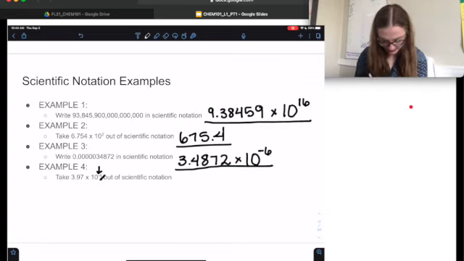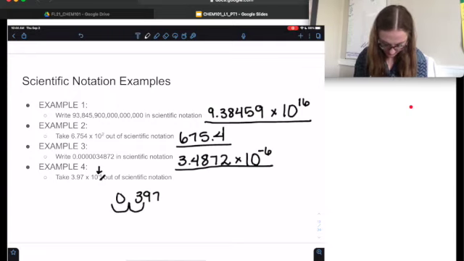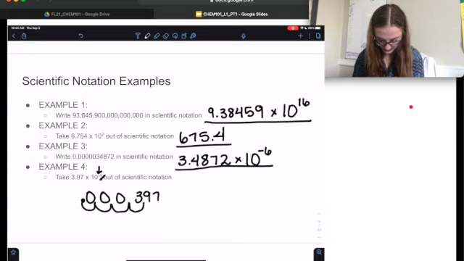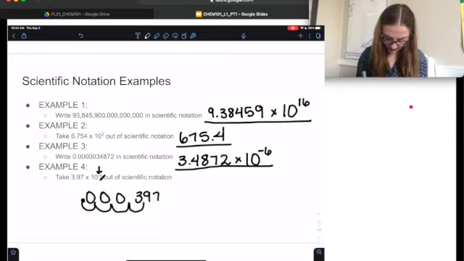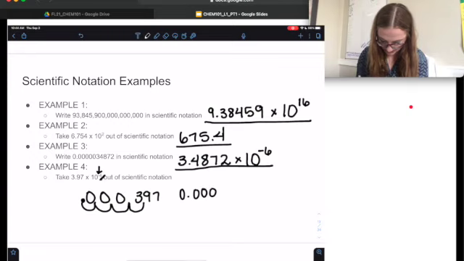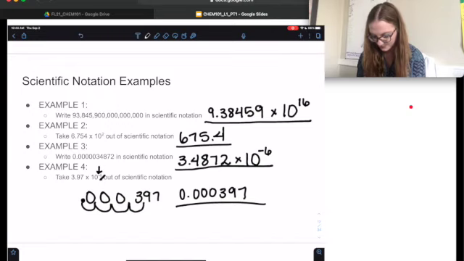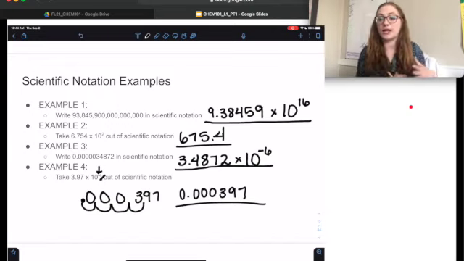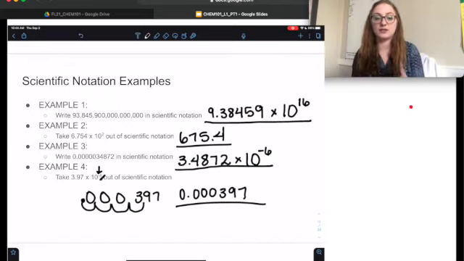So that's how I'm going to swing this. That would be like saying I have 3.97, right? My decimal point starts here. I move it 1 spot, I move it 2, I move it 3, and I move it 4, okay? So I put it there. So if I wanted to take that number out of scientific notation, I could say it's 0.000397.